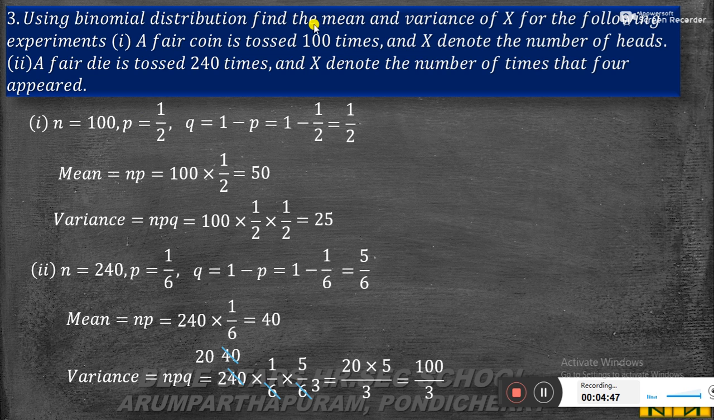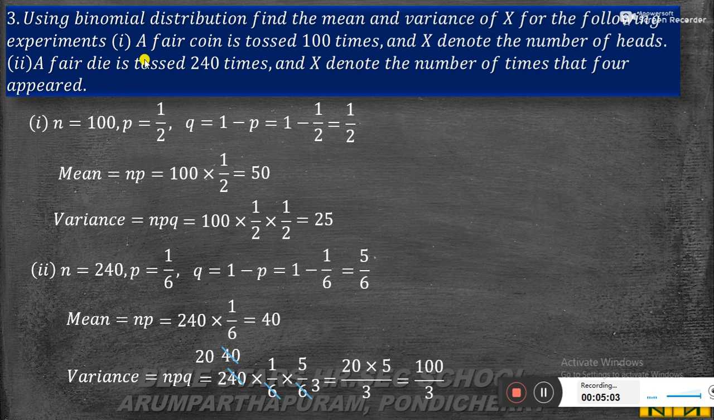In this question they ask about the mean and the variance of x for the following experiments. A fair coin is tossed 100 times, so n equal to 100, and x denotes the number of heads. X is the random variable, it denotes the number of heads.